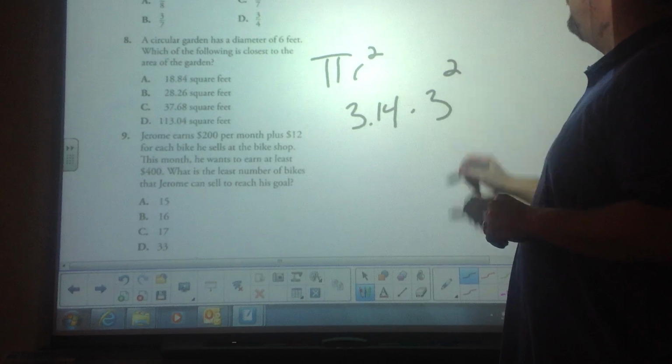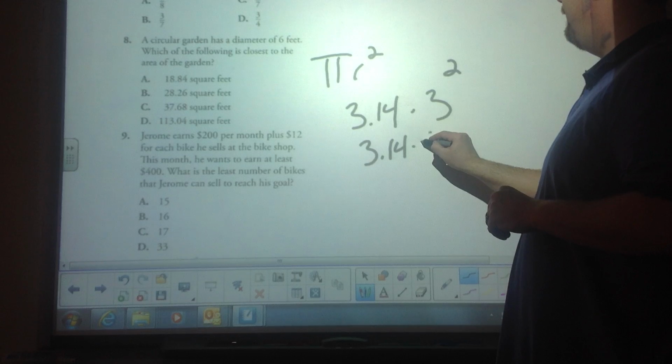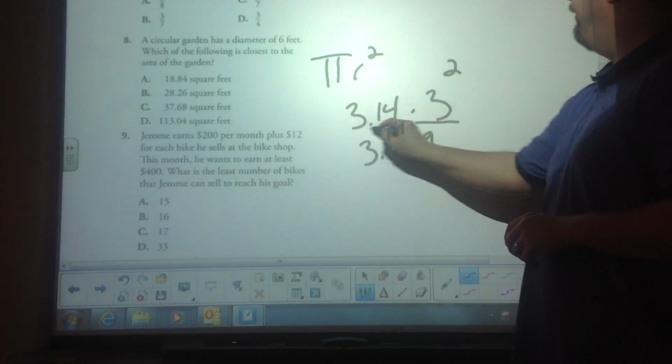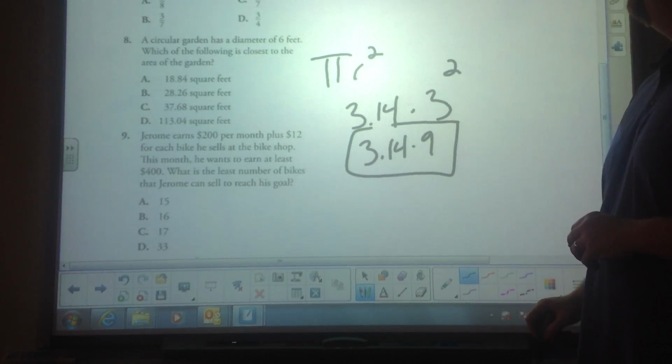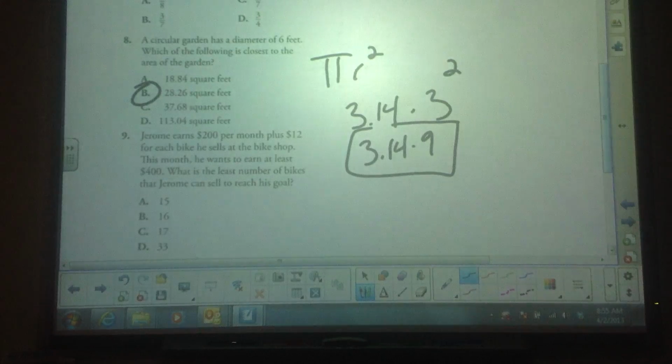Squared. So we're going to be 3.14 times 9. And 3.14 times 9, just take my word for it, is B. 28.26 square feet.